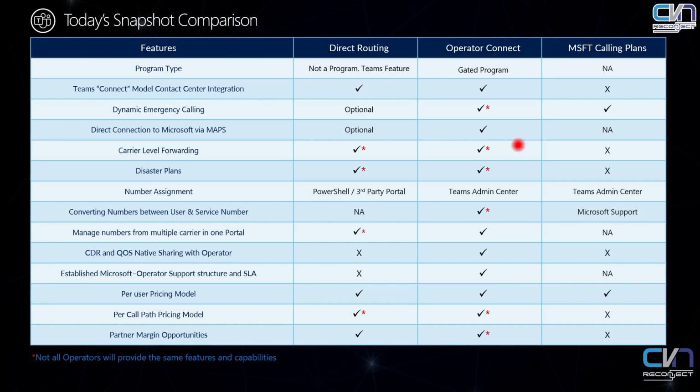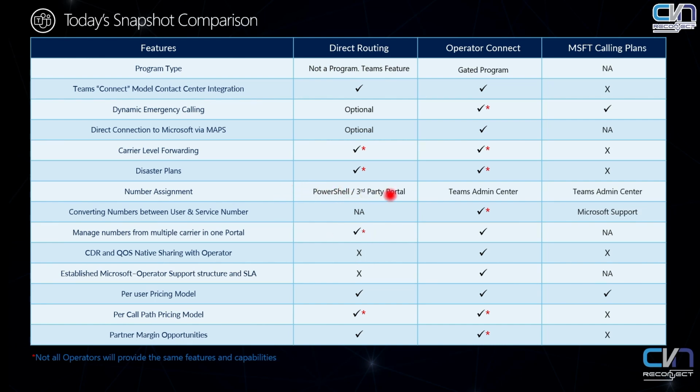Carrier level call forwarding is something that is a nice benefit of having your own carrier. Most carriers let you do carrier level call forwarding. And we allow you to do it with Operator Connect. Not an option with calling plans. This is a big one, big downfall of calling plans. If there's an outage, you can't bypass Microsoft. Disaster plans, this is something we offer, which is a pre-configured call forward. So in case of an outage, you can enable the disaster plan and all your call forwards are pre-configured.